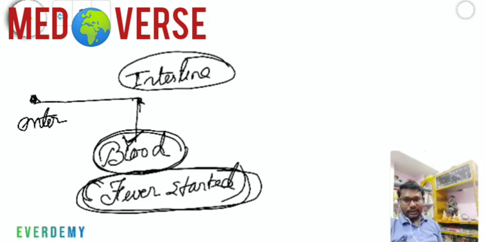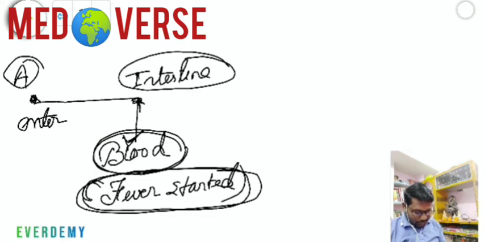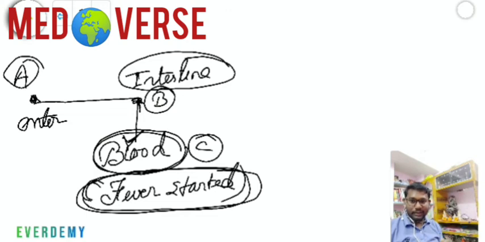Now the symptoms start as follows. If we imagine a point A, at point B it goes into the intestine and causes mild erosion, and at point C it goes into the blood and the fever starts. So at point C, the fever started. The first symptom started in your body.